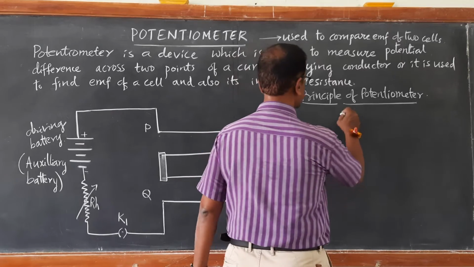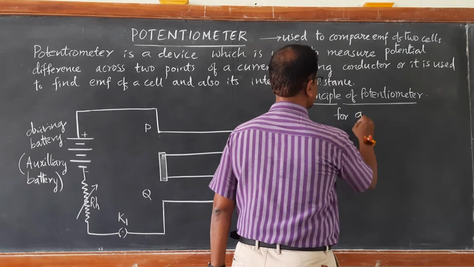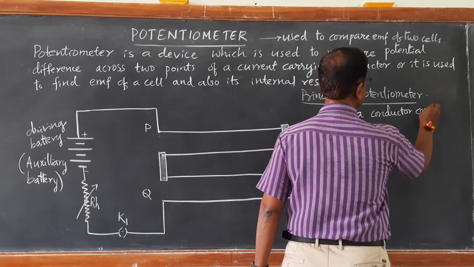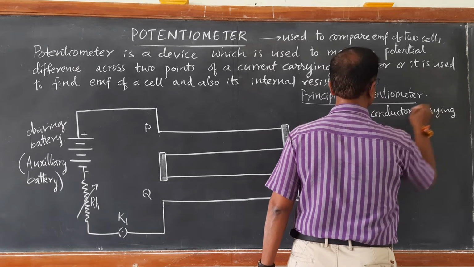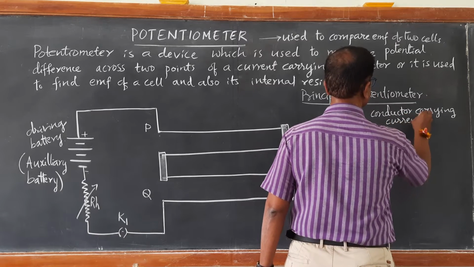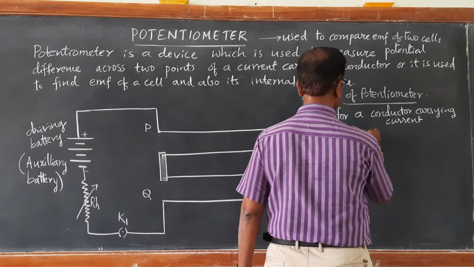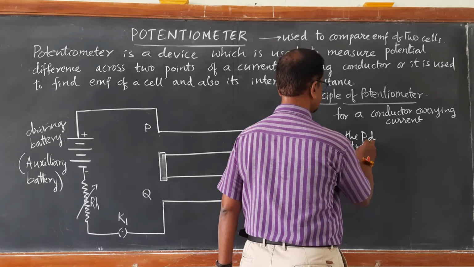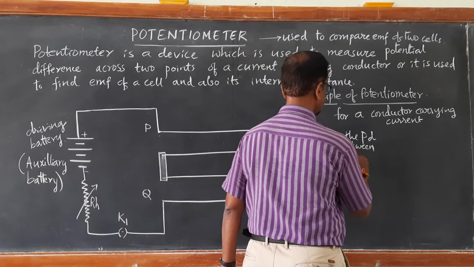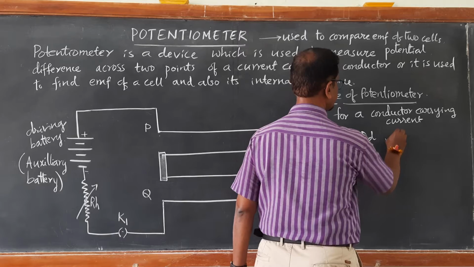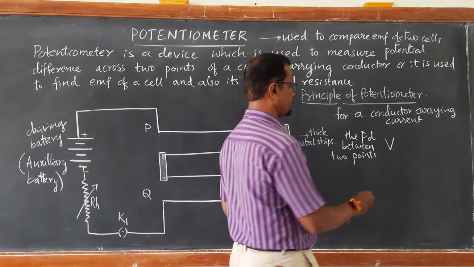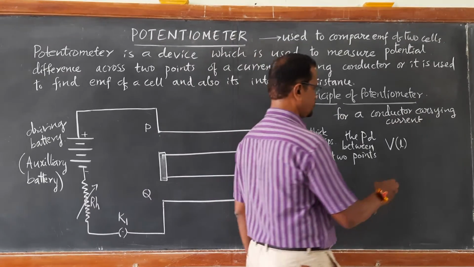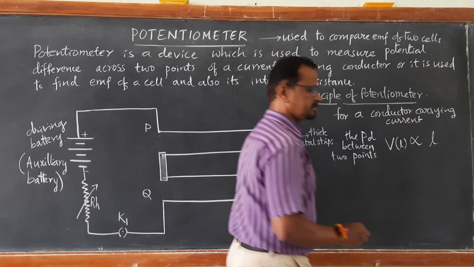So, I will write here, for a conductor carrying current, the potential difference between 2 points, if we write it as V, is a function of L. It is a function of L. As L increases, potential difference increases. It is found to be directly proportional to the length.